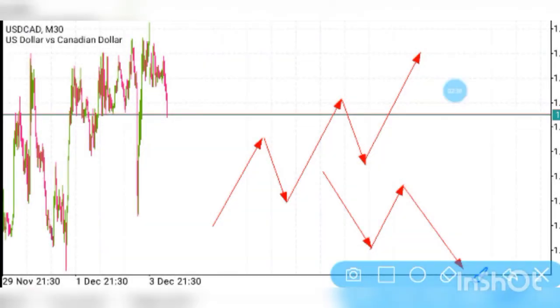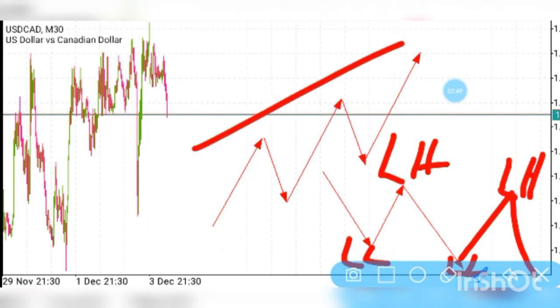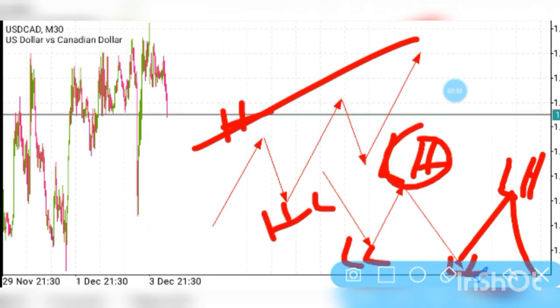The same thing too when it comes to the downward movement. It moves like this. This one is called lower high, lower low, and then if it moves again like this, it's called lower high. So when it's moving to the high, it is higher high and higher low. When it's moving to the low, it's lower high and lower low.